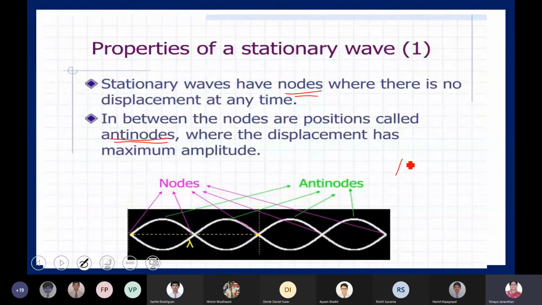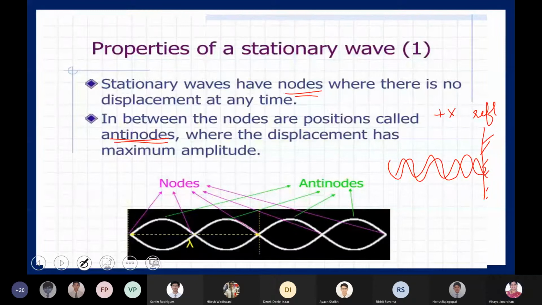Suppose a progressive wave travels in the positive x direction and meets a reflector, something that reflects it back. The reflected wave will travel in the opposite direction, and they superimpose on each other.